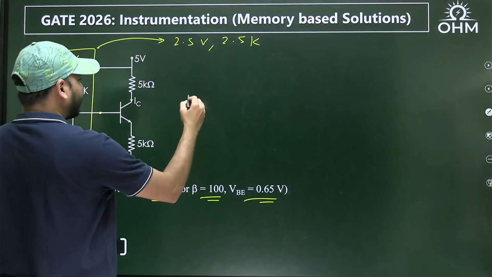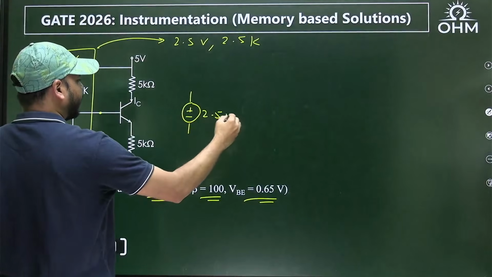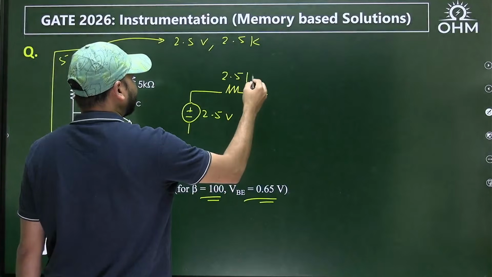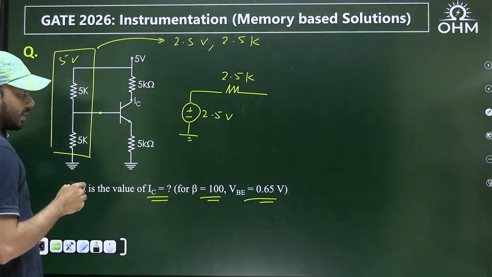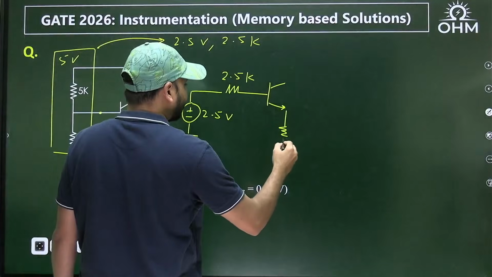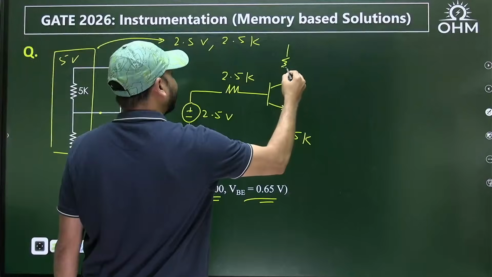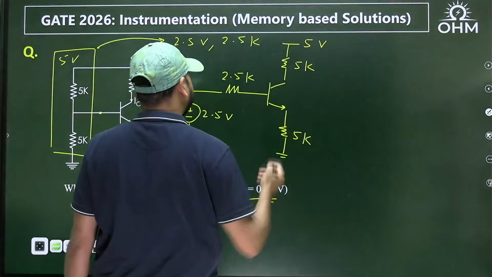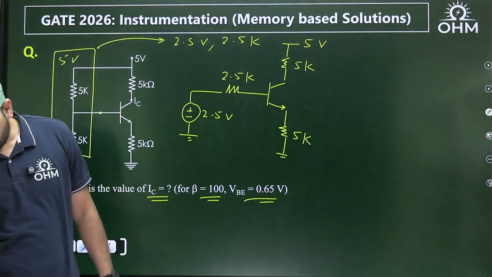So I'll replace this part of the network with its Thevenin equivalent, which is 2.5 volts in series with 2.5K. And then I'll draw the remaining network, which contains the transistor. There's the transistor. At the emitter, you have this 5 kilo ohm. At the collector also, you have 5 kilo ohm. And at the top, the supply voltage is 5 volts. So this is how the given circuit can be simplified.